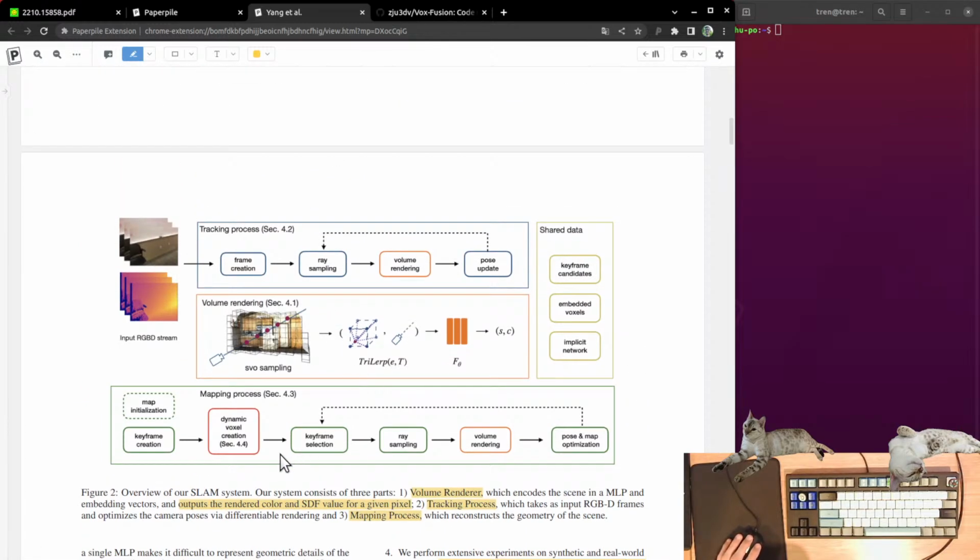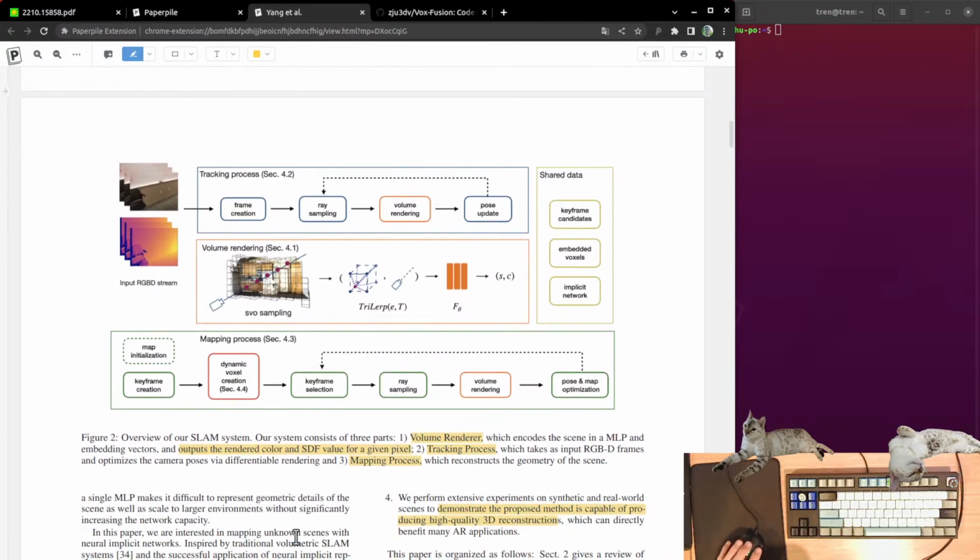So I'm sure we'll go back to this image a couple times, but we have the RGBD stream, right? Red, green, blue, and depth. This is otherwise known as a 4D camera sometimes.